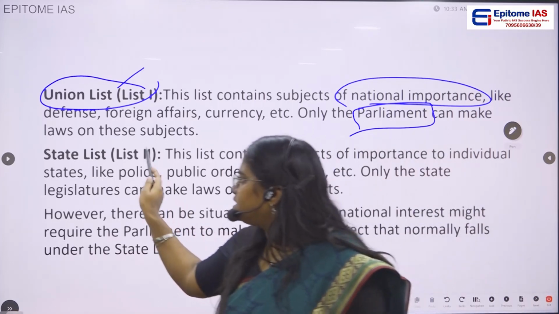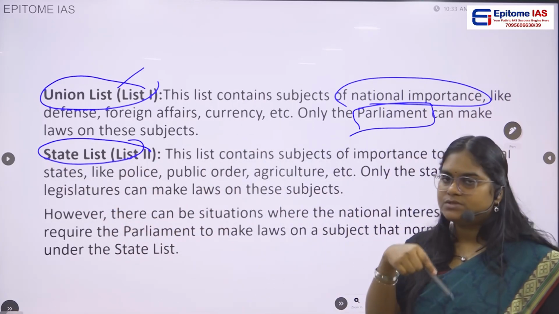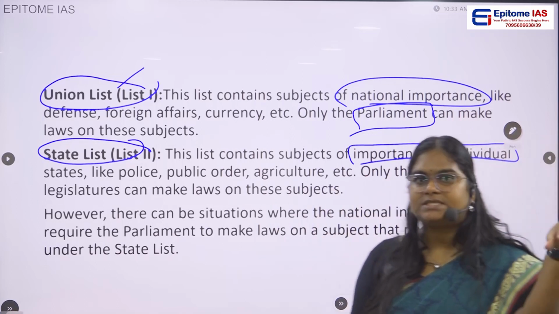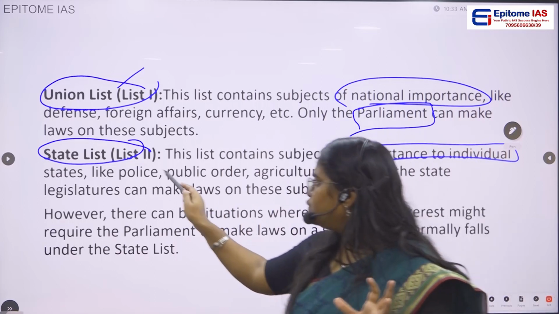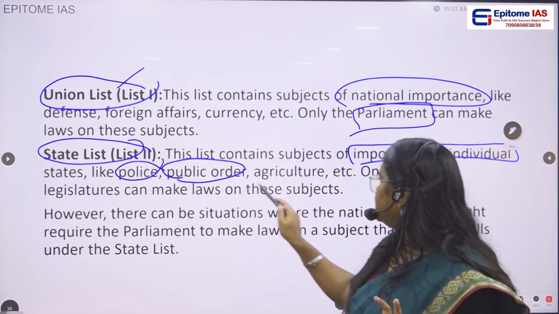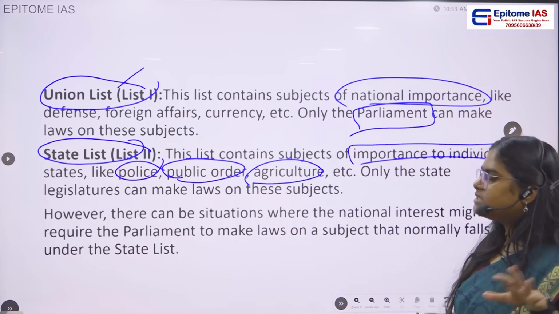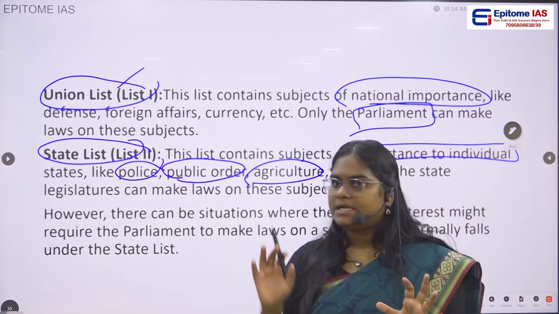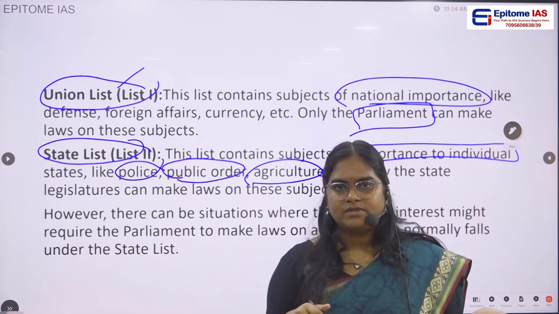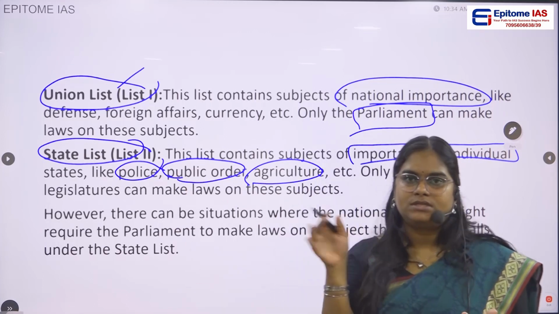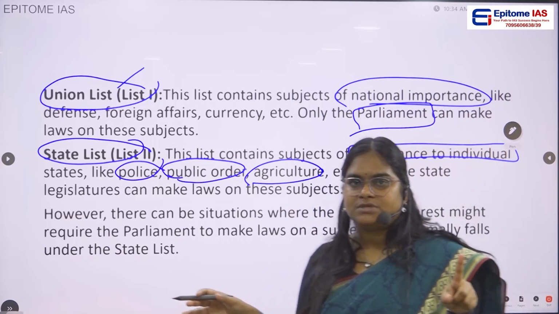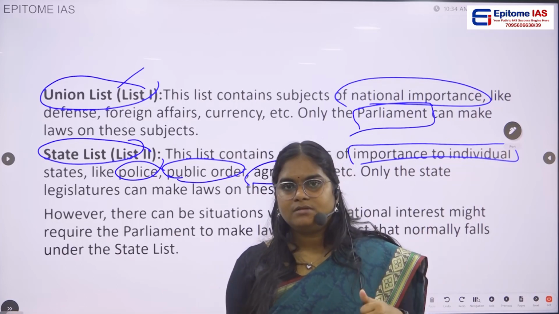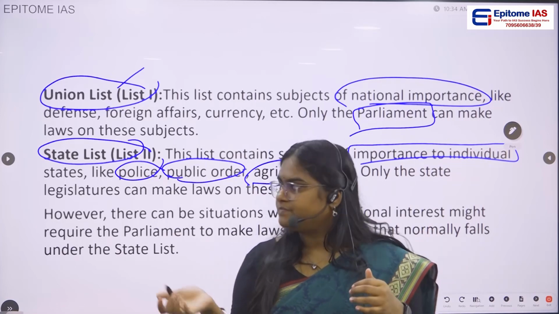Okay, then we have the state list. The state list contains those subjects which are of importance to the individual states. Example: police, public order, agriculture, etc. So only the state legislatures have the power to legislate in the state list, and the union government does not have the power to legislate laws in the state list, with one exception. When the Rajya Sabha passes the resolution, then the parliament will acquire the power to legislate from the state list.